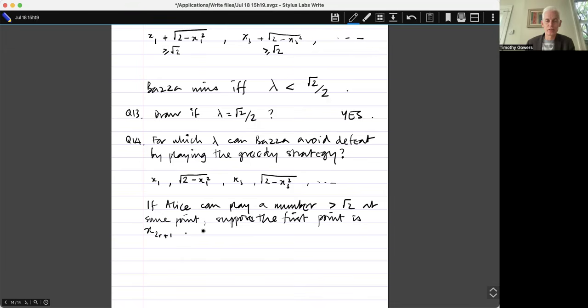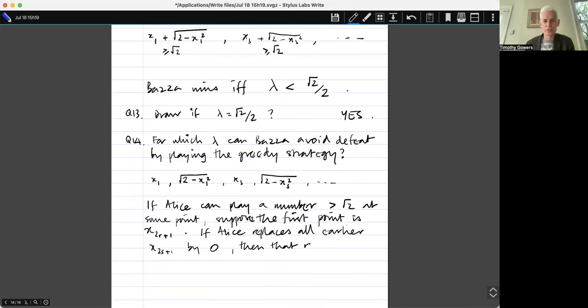So then I want to say, if Alice replaces all earlier x2s plus 1s by 0, then we're assuming that Bazza is playing the greedy strategy, so that will just reduce this sum to √2. Otherwise, it's bigger than √2.